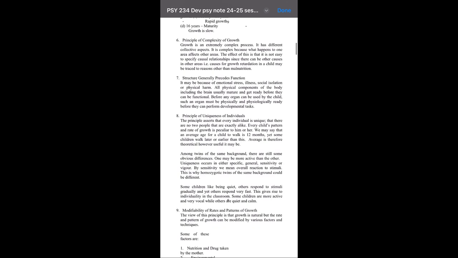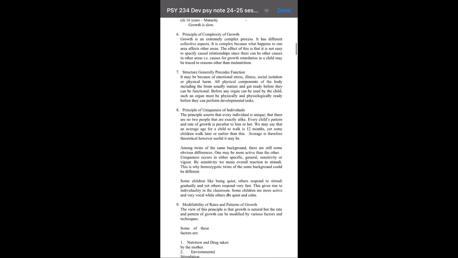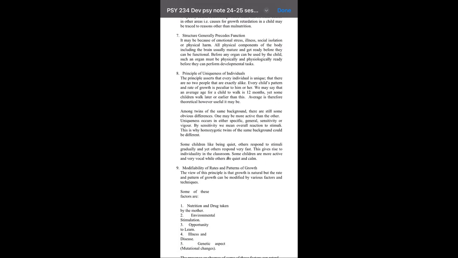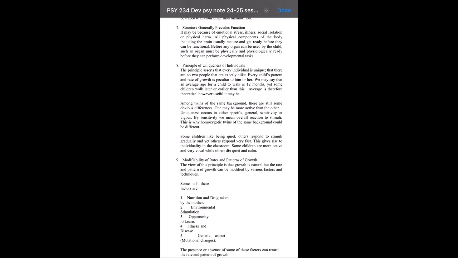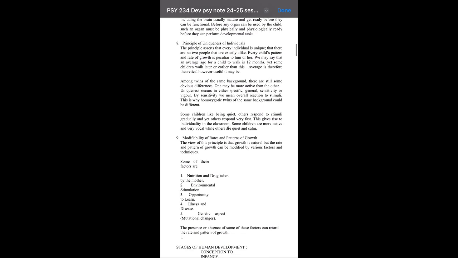Now, the principle of uniqueness of individuals. Like when your mom tells you, oh, you're special, you're different. Every child is unique, every child is different. Even twins that had the same background, that grew up in the same place, are still different. You can look at your class, everybody is different. Among twins of the same background, there are still some obvious differences. One may be more active than the other.